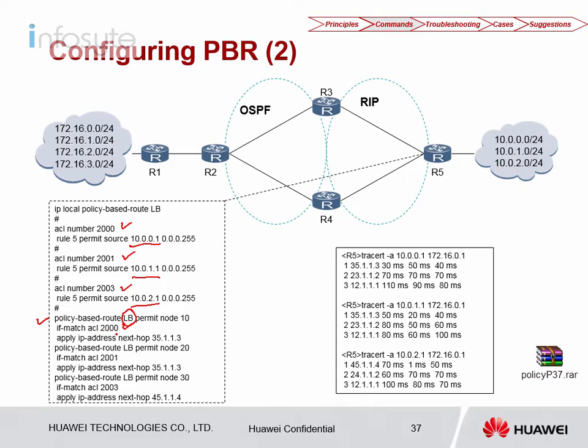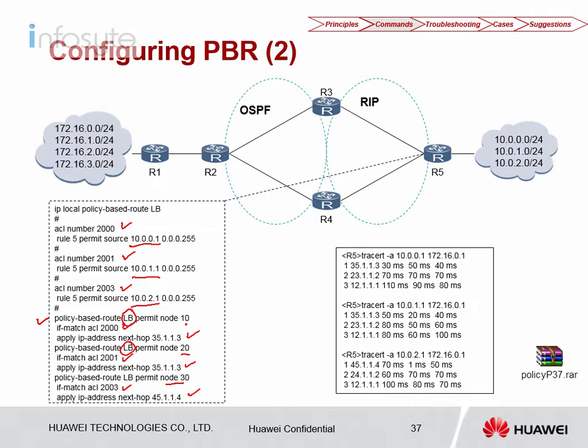If I match 2000, which is 10.0.0.1, I'm going to configure the next hop as router 3. On node 20, I'm going to match 2001, which is 10.0.1.1, and the next hop is 35.1.1.3. And finally, node 30, I'm going to match ACL 2003 and send it to the next hop of router 4.